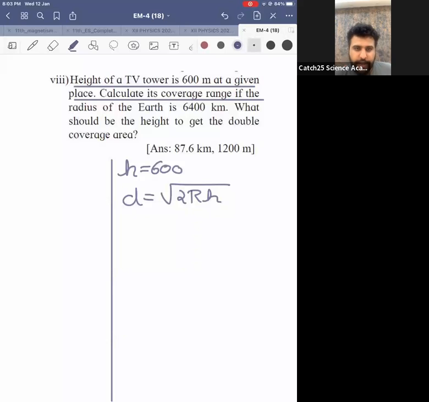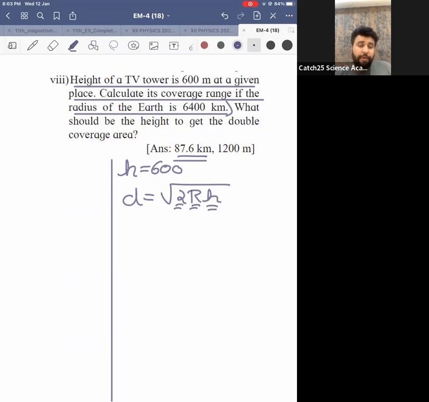Correct. So can I say everything is known? 2 is known, R is known, H is known. Do you agree? All three are known because height is given. Can I say if I substitute, I will get the answer for coverage range or distance. And my answer will be 87.6 into 10 power 3 meter. Assume we got it. Okay, this is the first part of the question. And they have given the radius of the earth is 6,400 kilometers. Even if they don't give, I am okay.